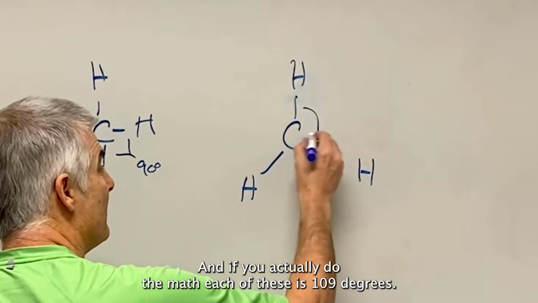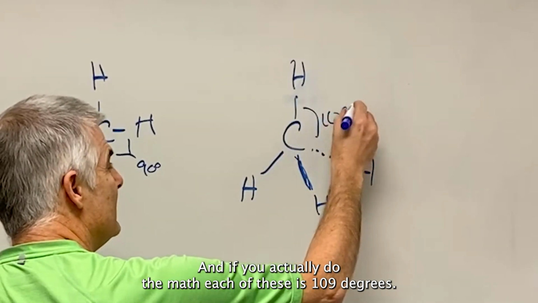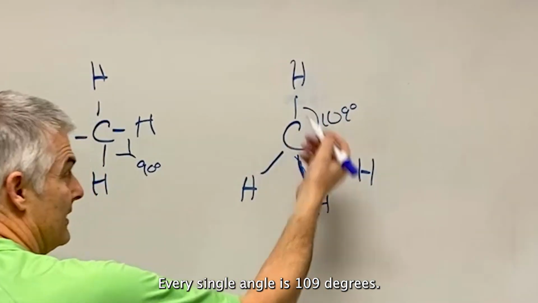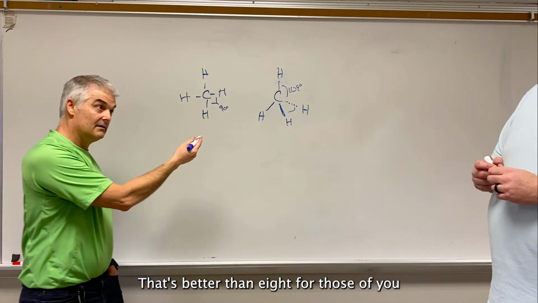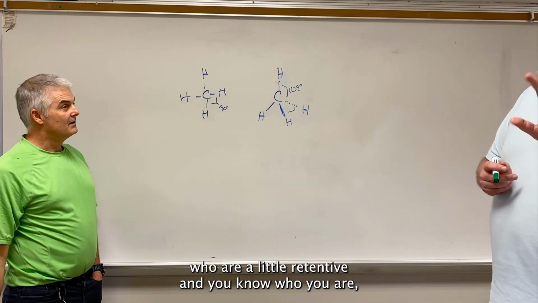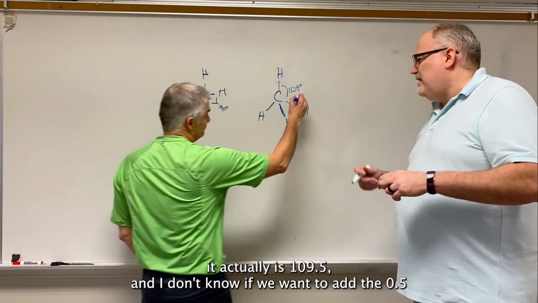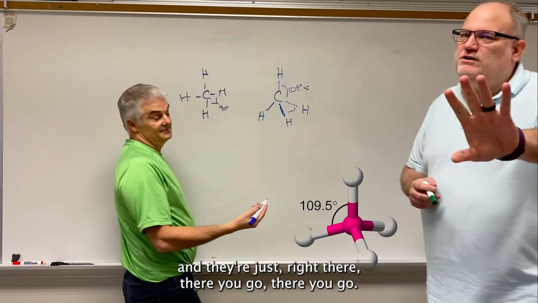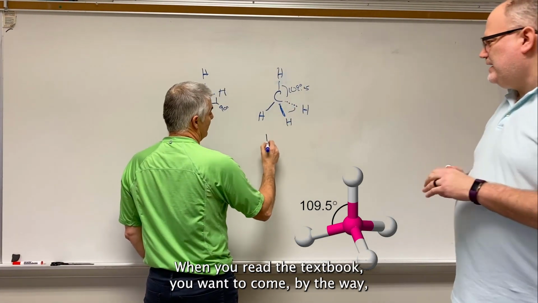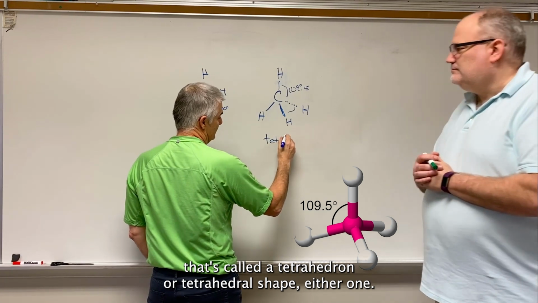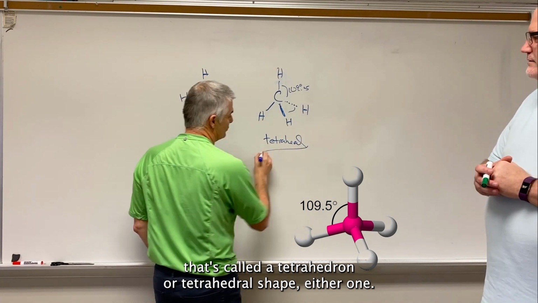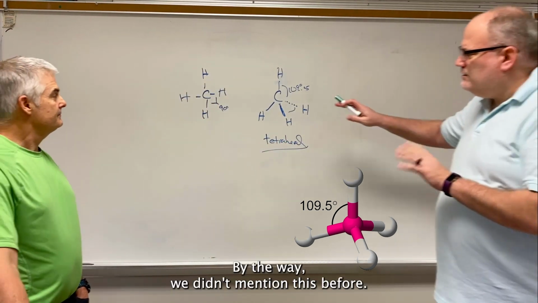And if you actually do the math, each of these is 109 degrees. Every single angle is 109 degrees. That's better than 90. For those of you who are a little retentive, and you know who you are, it actually is 109.5. I don't know if we want to add the 0.5 in there. Right, fair enough. There you go, for when you're reading the textbook and want to come back. By the way, that's called a tetrahedron, or tetrahedral shape.